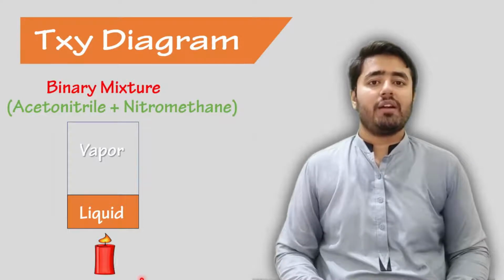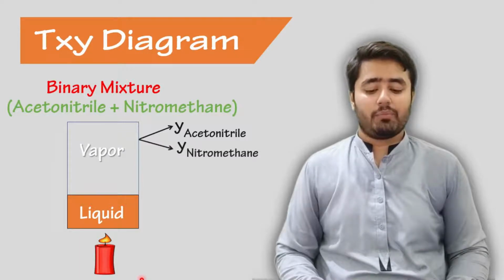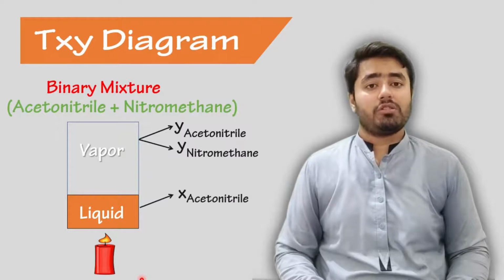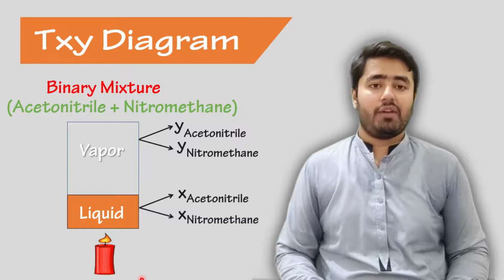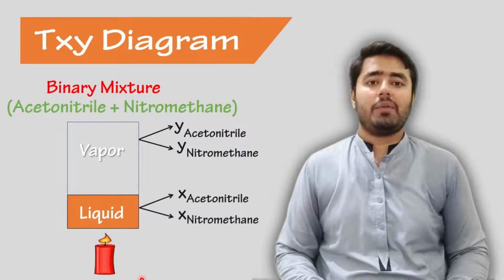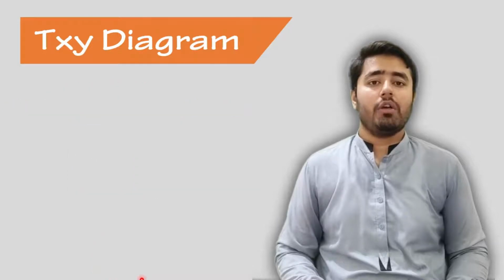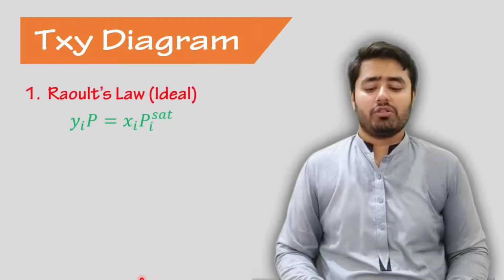So the question is, what will be the vapor phase composition of acetonitrile, what will be the vapor phase composition of nitromethane, and what will be the liquid phase composition of acetonitrile, and what will be the liquid phase composition of nitromethane. These questions can be answered by the Txy diagram. First I will tell you how Txy diagrams can be constructed, and for this we use different laws.